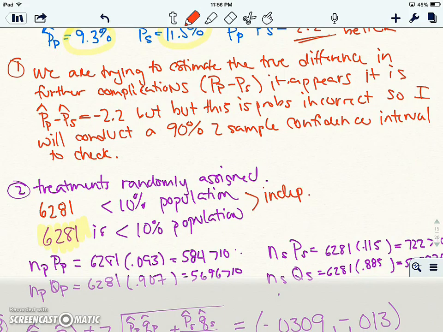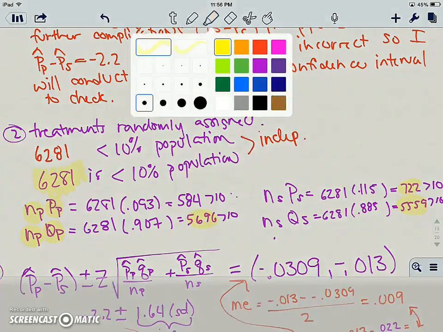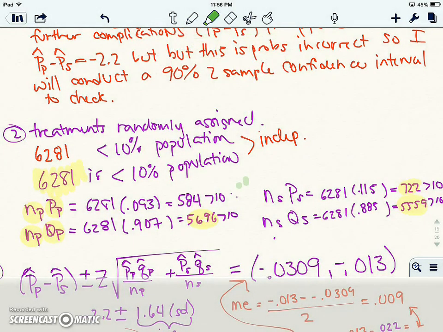We also need to check the np and nq, and if we do that, we can carefully show work. The number of people who took Plavix and the proportion that had further complications gives us 584, which is greater than 10. The number of people who took Plavix and the proportion that didn't have further complications also gives us another number greater than 10. We do the same thing for the standard treatment, and all of those are greater than 10. So that's our approximately normal condition. It looks like our sampling distribution is approximately normal, and if it's approximately normal, then we can go ahead and use a z critical value and try to figure out a confidence interval.